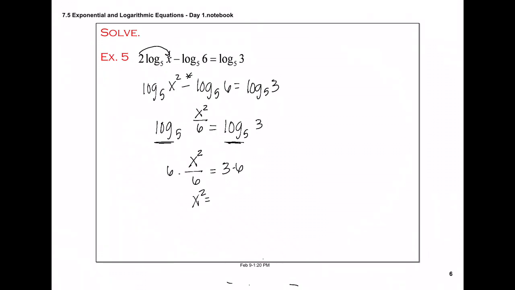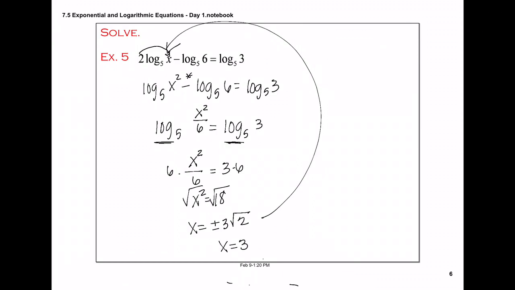X squared is equal to 18. Square root of 18 gives us x is equal to plus or minus 3 square root of 2. Again, looking up here, I notice that if I were to plug negative 3 square root of 2 in for x, my x would be less than 0. So it would give me a false statement, so we want to only use 3 square root of 2.